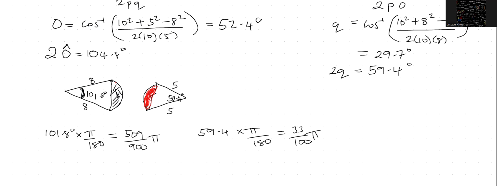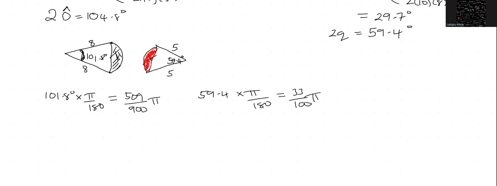Okay, so now we want to work out the segment areas, the black one and the red one, and then add them together. We know that the area of the segment is the area of the sector minus the area of the triangle. So we start with the black area. It's the area of the sector, so this is a half theta times the radius squared.